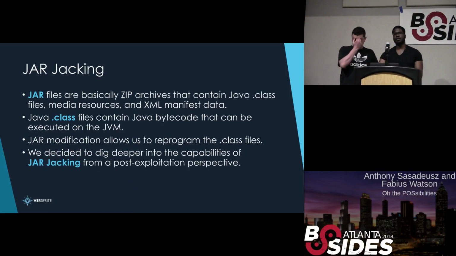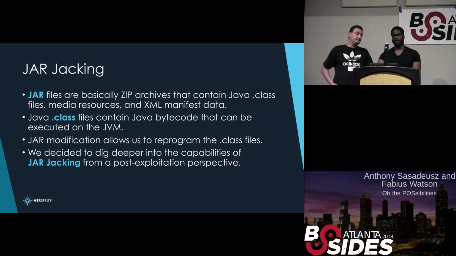Given that we're able to essentially modify a jar file, we came up with something called jar jacking. A jar file, for those of you who don't know, is basically a zip archive, and they contain the class files as well as other resources for the application. The class files actually contain the code, so our ability to modify this file allows us to essentially reprogram the application. And we decided to look more into jar jacking from a post-exploitation perspective.